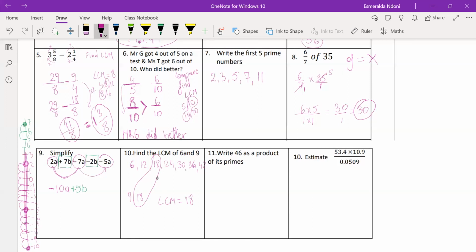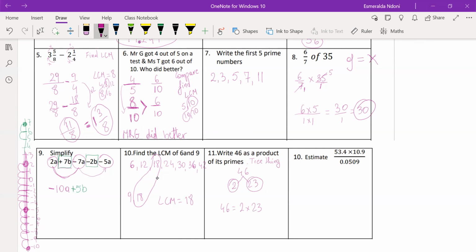Question 11. Write 46 as a product of its prime factors. This is the tree thing that we did. Again, you have a video on this. Go back and watch it. 46, we split it into 2 and 23. 2 is prime, and it happens that 23 is also prime because no other number goes into 23. So we're going to write 46 is equal to 2 times 23. And that's finished.